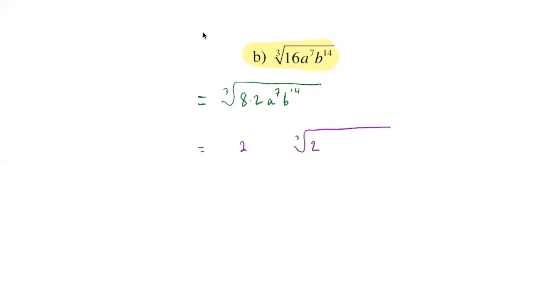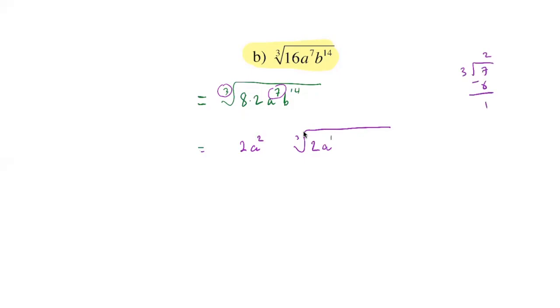All right, so 3 divided into 7 is how many times? How many times does 3 go into 7? 2. What's the remainder, Javier? 1, right? Yeah. So that means there is 1 power of a inside.